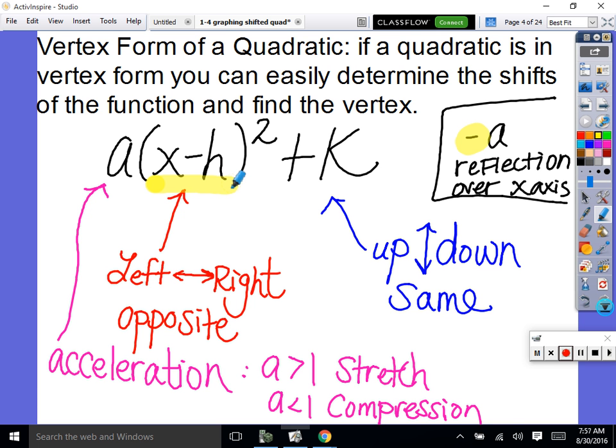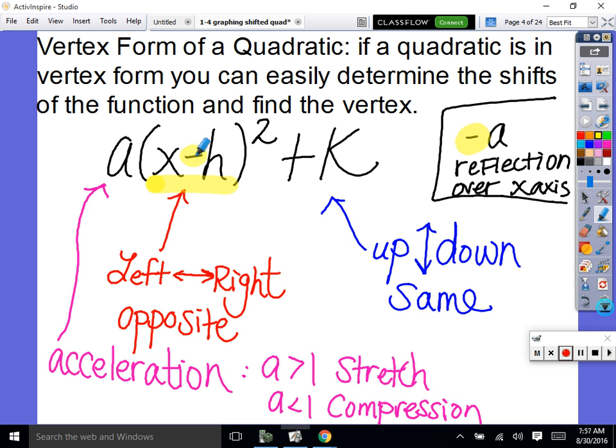So you look inside your parentheses, that's your shift left and right. It takes the quadratic and shifts it left and right. Questions on that? We always go opposite. That's the important thing. So if that was x plus 3, that's the shift left, opposite of positive. Does that make sense? If it was x minus 3, we'd go right 3.